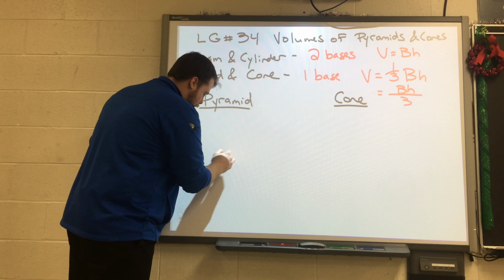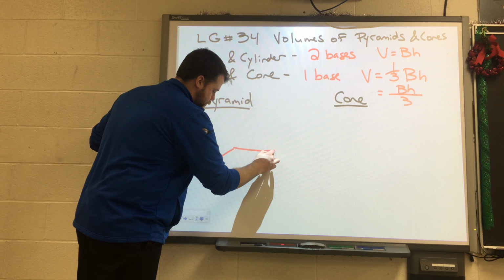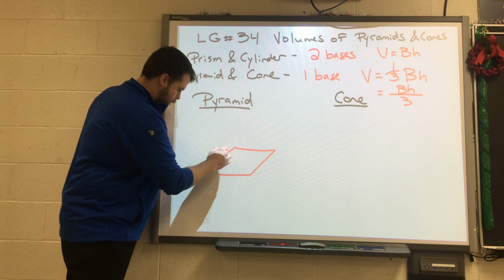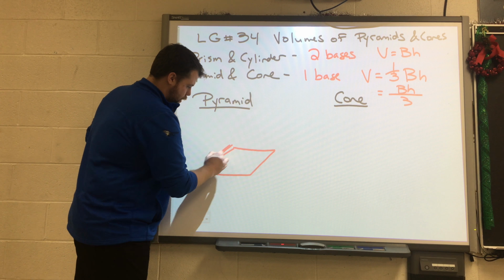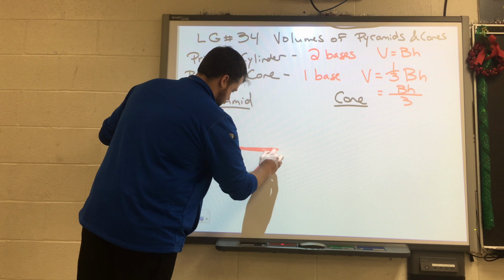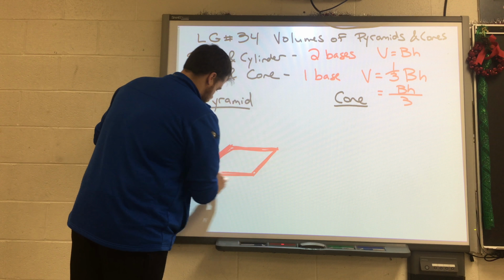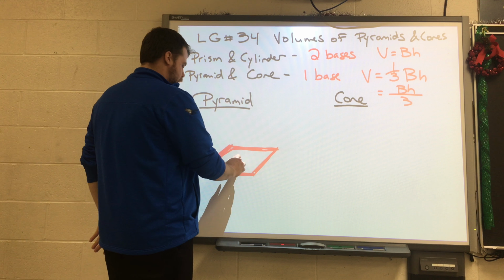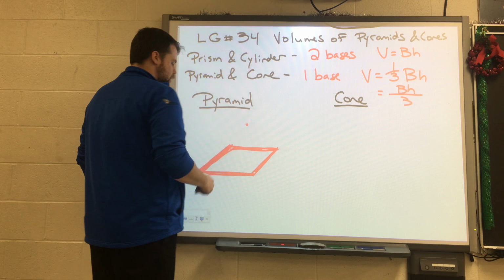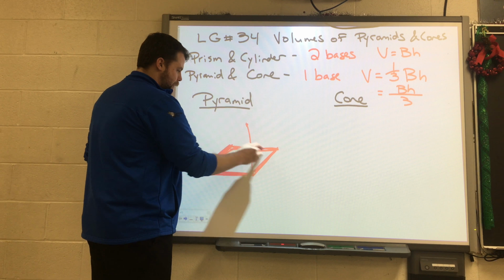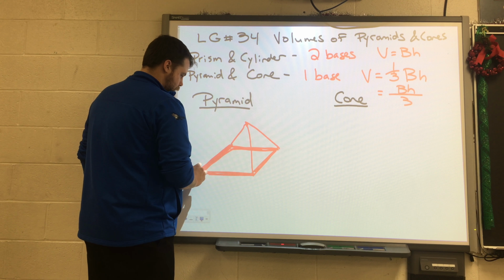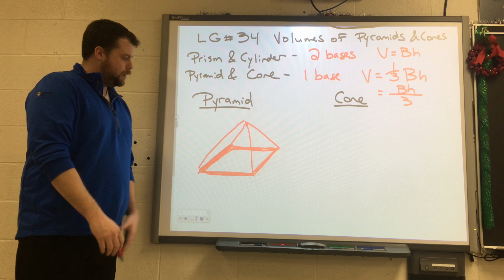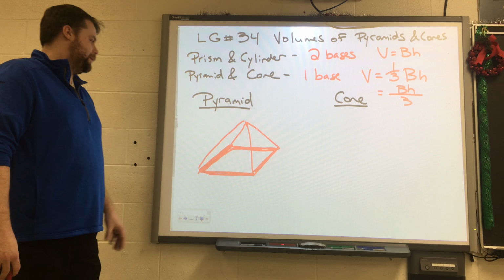All right, so what is a pyramid? Well, a pyramid has one base that's a polygon. So there you go. I tried to draw sort of a square or a rectangle there. Okay? And then all of the vertices go up to one point. And let's put that point right there. So all of these corners are going to come up to this point, and that creates a pyramid. Pyramids are named off their bases, so I would say that's a rectangular pyramid.